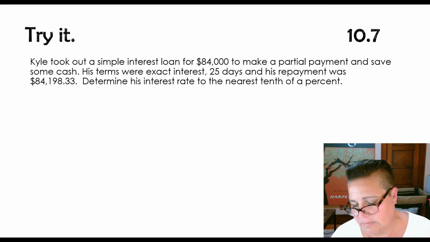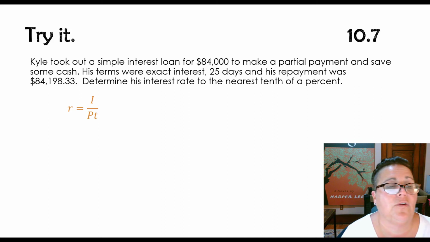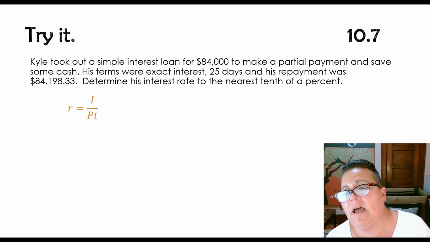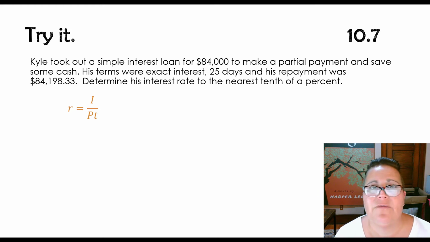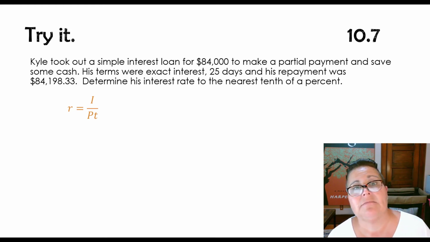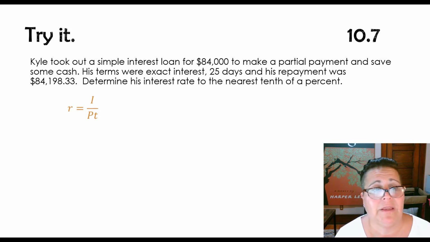All right. So we know from the formula that rate is equal to interest over P times T. I know the principal, it's $84,000. I know the time, it's 25 days. I even know that it's exact. So it's going to be 25 out of 365. I'm on top of things.